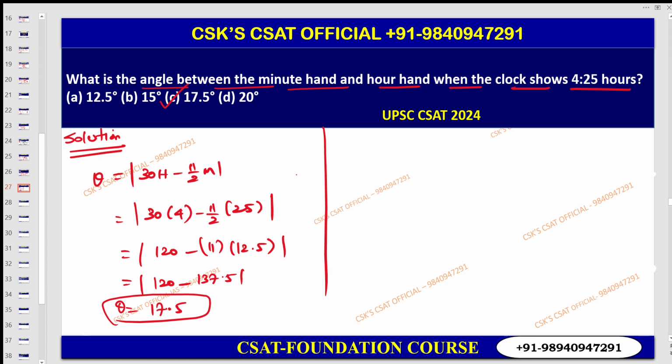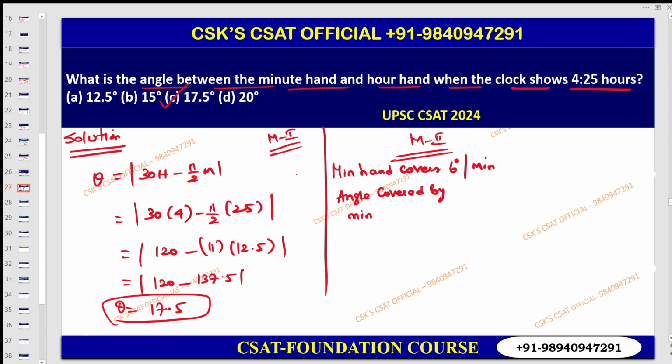Okay, method 2, if you want, I will teach you method 2. Now try to understand the basic concept of this. You know the minute hand covers 6 degrees per minute. So the angle covered by the minute hand in 25 minutes is 25 into 6 degrees, which is nothing but 150 degrees.